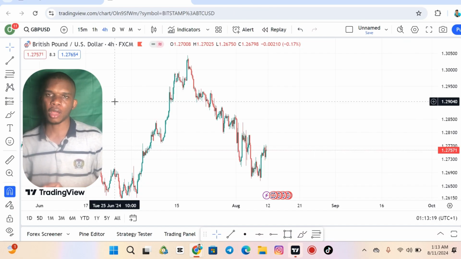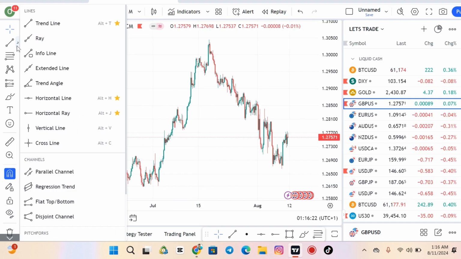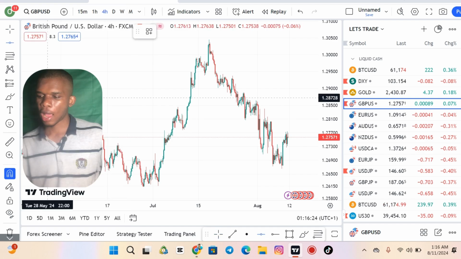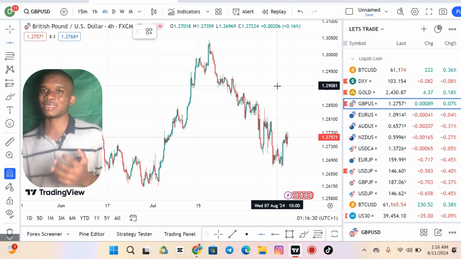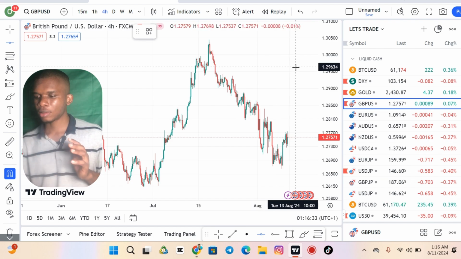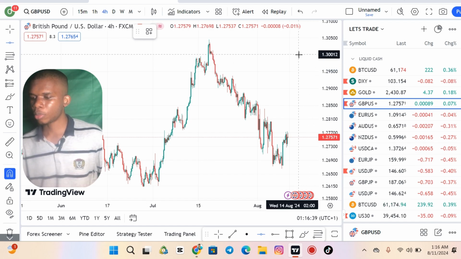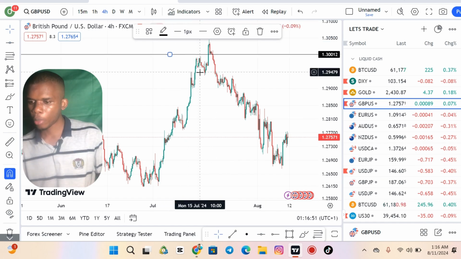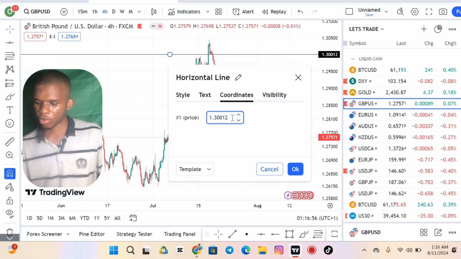So guys, looking at my chart now, first of all, what we need to do is come on the 4-hour time frame and start plotting our key levels. I'm going to start by bringing my horizontal line, and I'm going to look for a round figure where I can pinpoint and start plotting my psychological level. The round figure I can see right now is 1.3000, which is here. I'm just going to make sure it's 1.3000 and edit the coordinates.